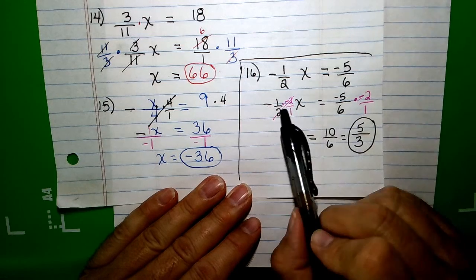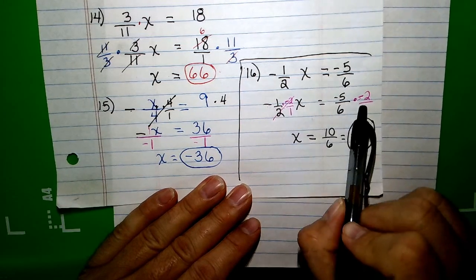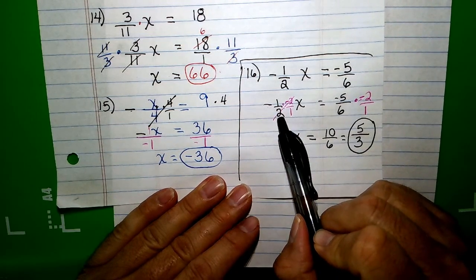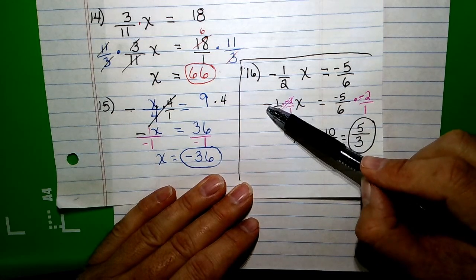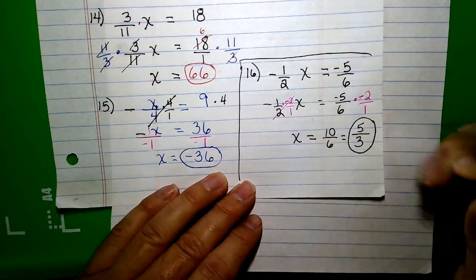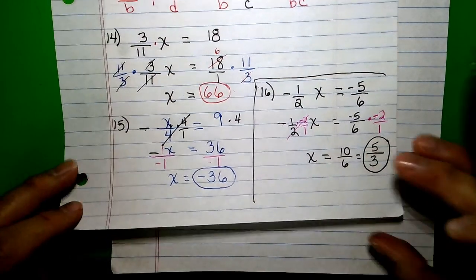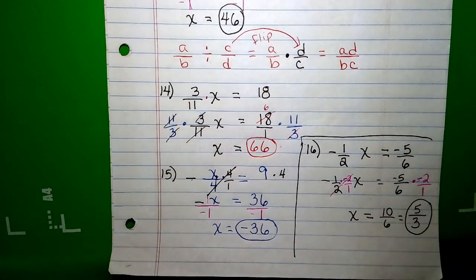Multiply both sides by the reciprocal. The reciprocal of negative 1/2 would be negative 2 over 1, or just negative 2. Sometimes students only multiply by 2, but if you do that, you're still going to have this negative here. So what we're doing here is solving equations using the addition principle and the multiplication principle.